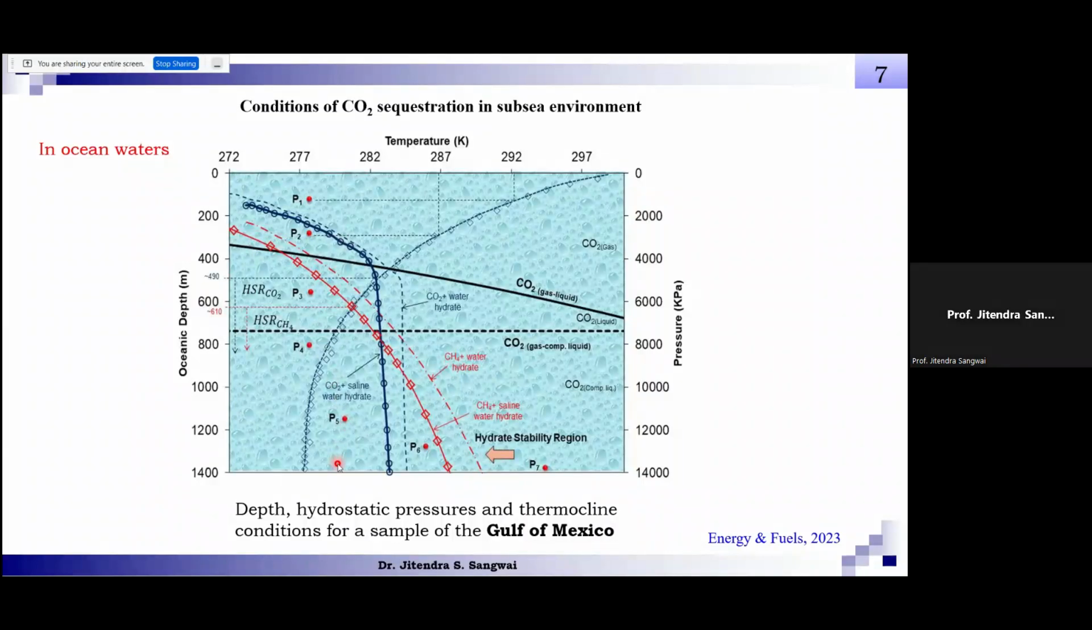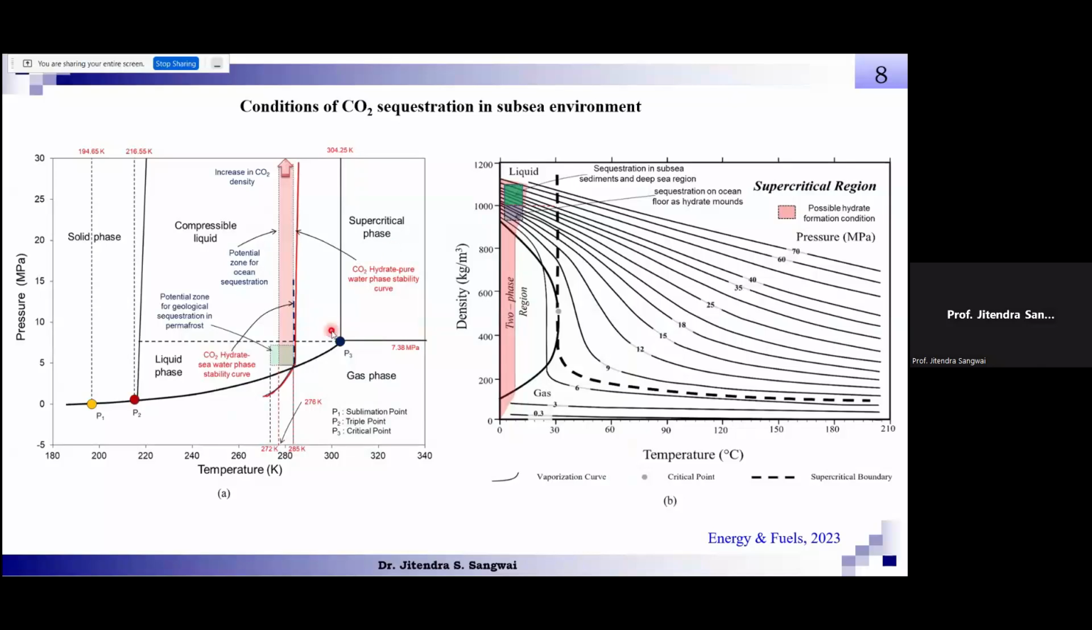However, CO2 hydrate formation is not a very quick process. It's a stochastic process, a random process. And therefore, of course, you do not want to form CO2 hydrates in the ocean, right? So not into the water ultimately, right? So what are the other potential possibilities? Now, this is a very interesting diagram.